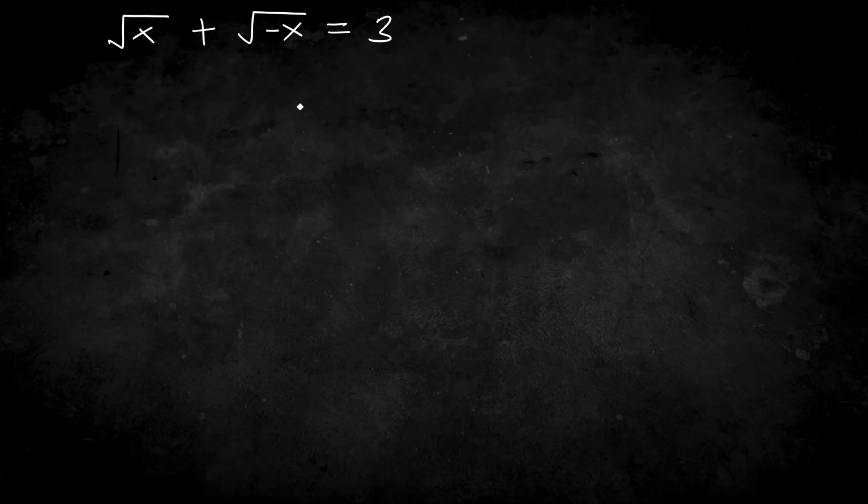All right, let's solve this question together. We are given square root of x plus square root of minus x equals 3. Now, when we are given (a + b) all squared, this will give you a squared plus 2ab plus b squared.